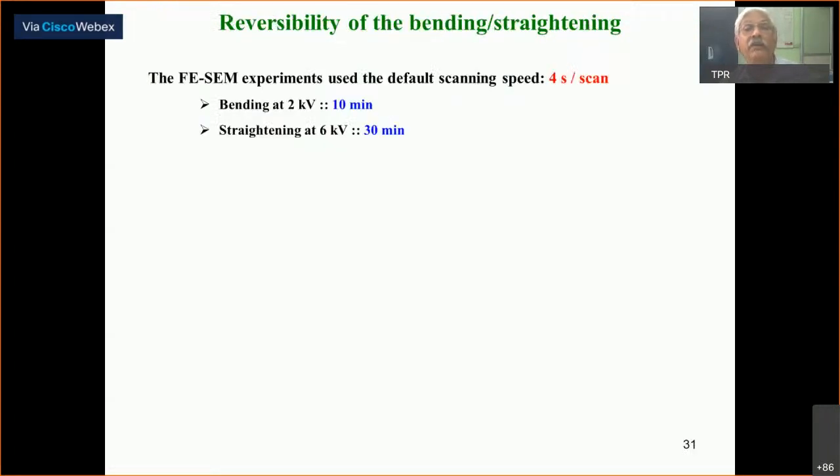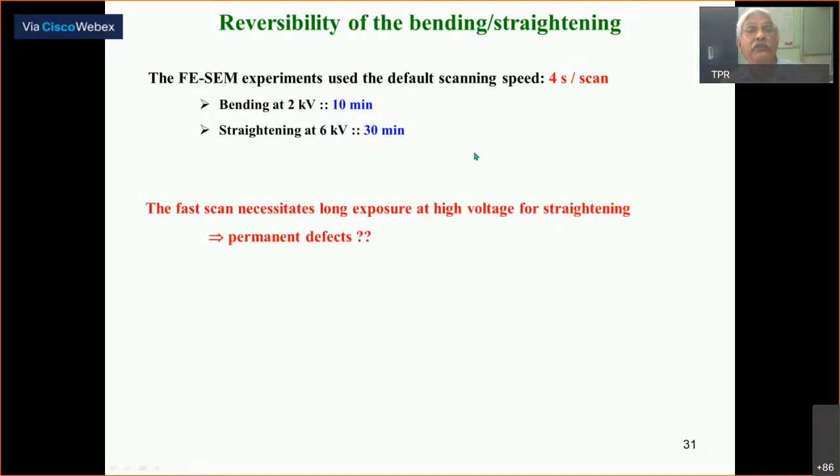Now, we were worried about one issue. Once it bends and comes back, it doesn't do it again. So there may be some kind of damage happening in the crystal. We tried to analyze it, and I'll tell you some observations in this regard a little bit later. But one of the things we wanted to challenge ourselves with was, can we make it reversible? One of the clues to that is the straightening at 6 kV, and the scanning speed, the default speed in the electron microscope, is about 4 seconds per scan. It takes about 30 minutes. So my students thought that this long exposure may be generating some permanent defects inside.